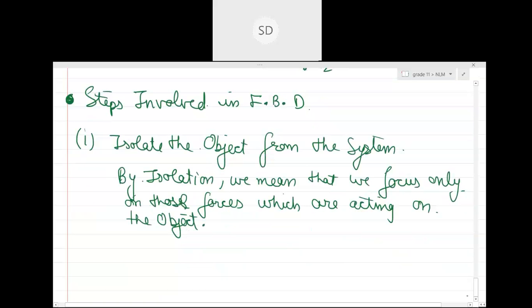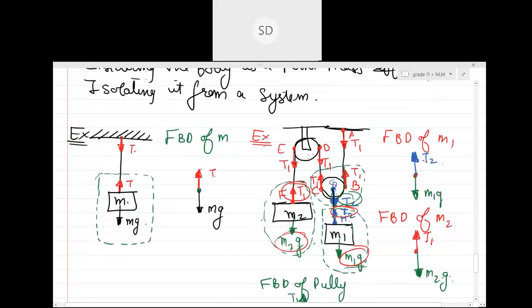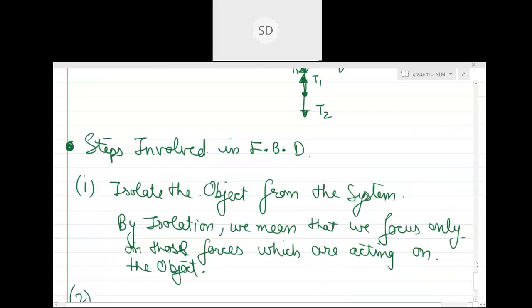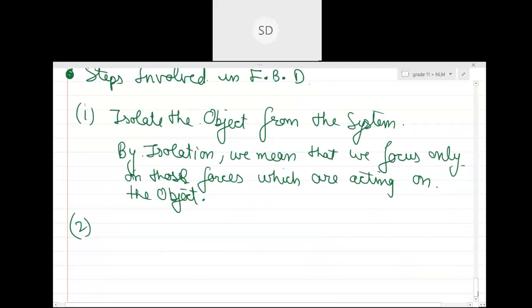Is this fine? Is the first step clear? First step is easy, right? You don't need to cut off the ties. It's not like when I am talking about isolation, I cut this string and took the object somewhere else. No, isolation means when I'm seeing only M2, nothing else. If I'm isolating M2, that implies I will not be seeing what forces are acting on M1 and all. I'll be just seeing this P1 and just this M2. Any doubt in this? So this first step is called isolation.